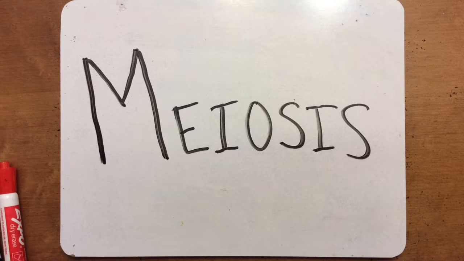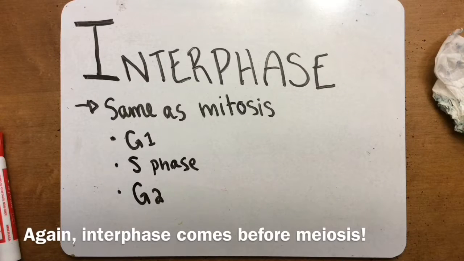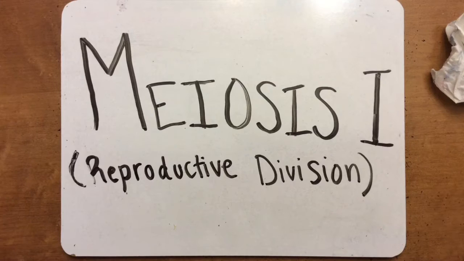Meiosis is the only other kind of cell division that happens in the body. It happens only in the gonads, and the cells reproduce sexually, so the cells will not be exact clones. The first phase of meiosis is interphase, which is exactly the same in meiosis as it is in mitosis. The differences between mitosis and meiosis start in meiosis 1, which is also called reproductive division.